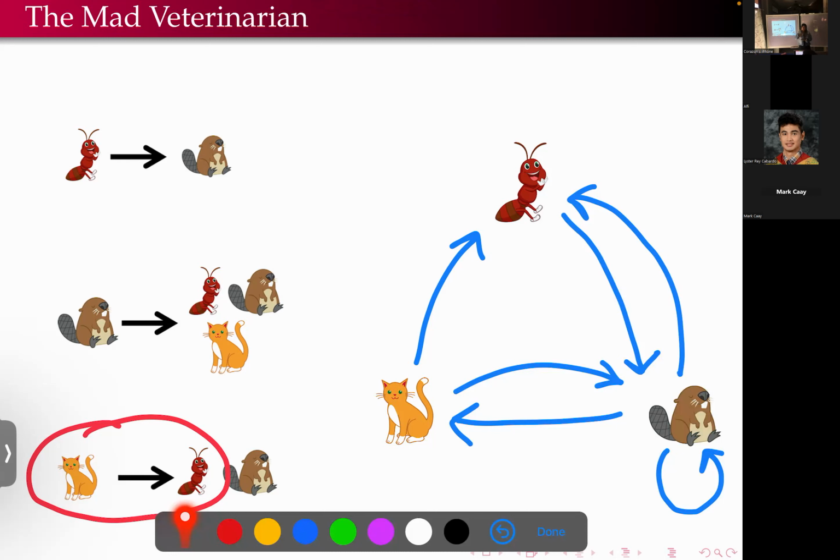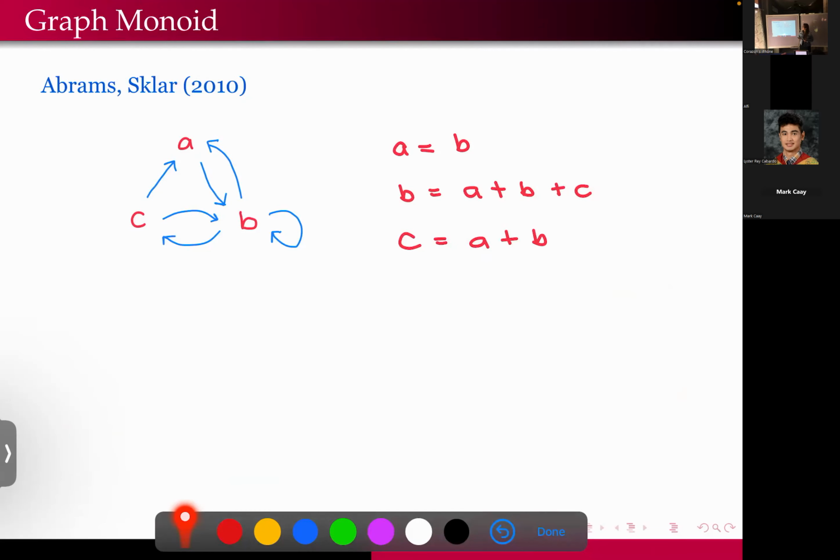Now, it turns out that this entire scheme here can be viewed as this entire graph. So there's a loop on the beaver because if I put a beaver inside, then I also get the beaver. Abrams and Sklar actually utilized the so-called graph monoid in answering the mad veterinarian puzzle. What is a graph monoid?